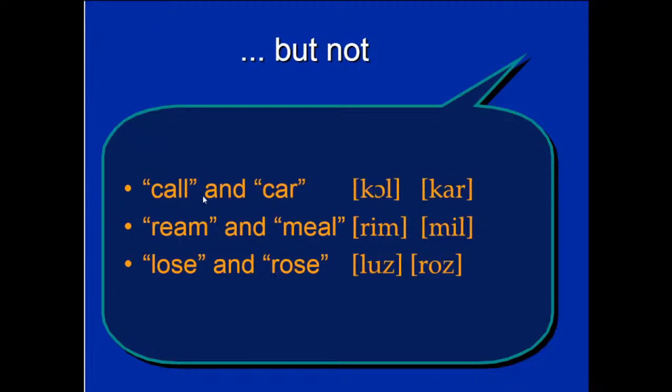And these are not minimal pairs: call, car, because we have a difference not in terms of just one sound, but at least two. We have the vowel, which is different, and we have the L, which is different from here. So this is not a minimal pair. Same thing here, and same thing here. These are not minimal pairs.